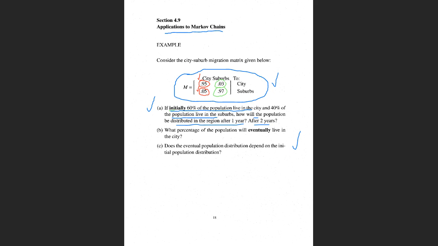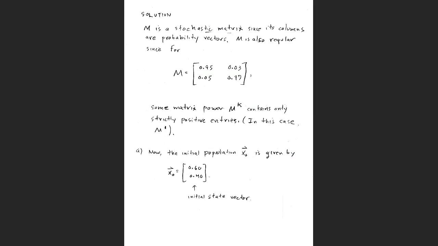All right. So we have this initially 60% of the population live in the city, 40% live in the suburbs. How will the population be distributed in the region after 1 year? So let me go to the next page here and start off. Well, let's look at the solution here. Matthew wants to know how to work it out, and that's great. So a few things. Now, of course, sometimes I give you a guided tour of the book, right? And for this section 4.9, I'm going right to an example. But there are a few things I have to point out.